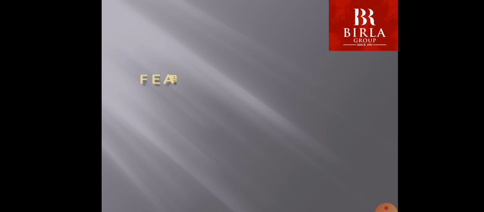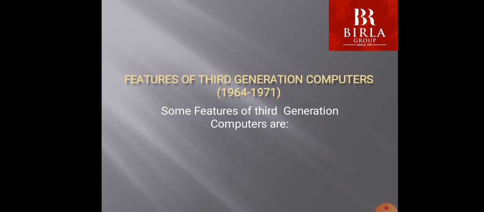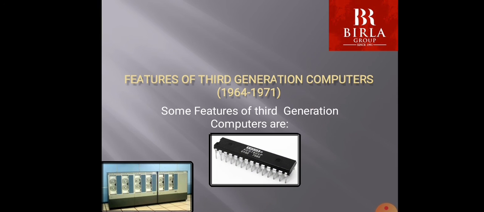Now, the third generation of computers. It is considered 1964 to 1971. Some features of third generation computers are they used integrated circuits, ICs, as the main component. They were expensive. They generated less heat compared to both previous generations, and they were smaller in size. They were faster. They consumed less electricity compared to both first generation and second generation computers.